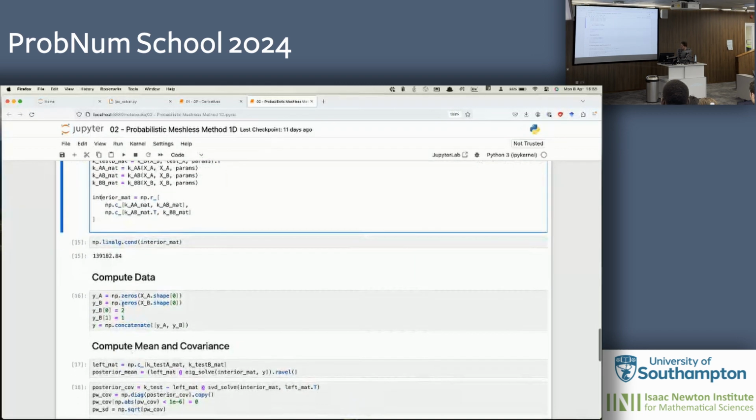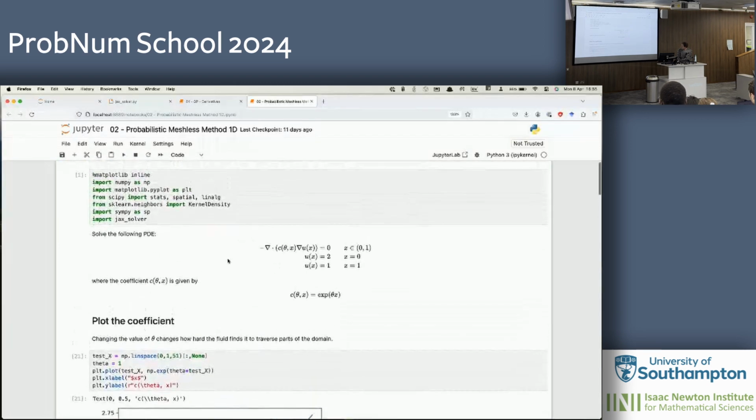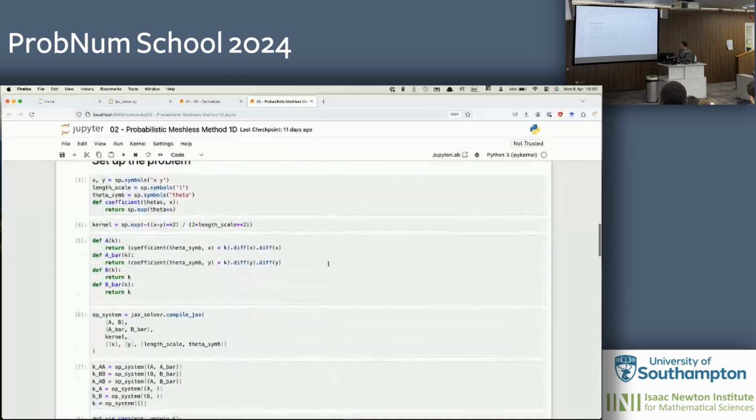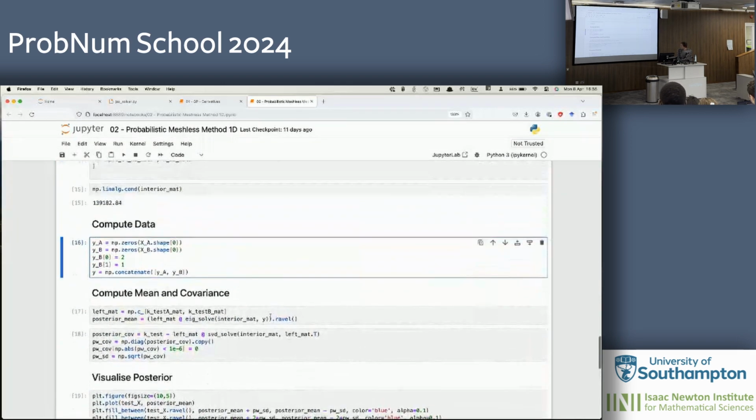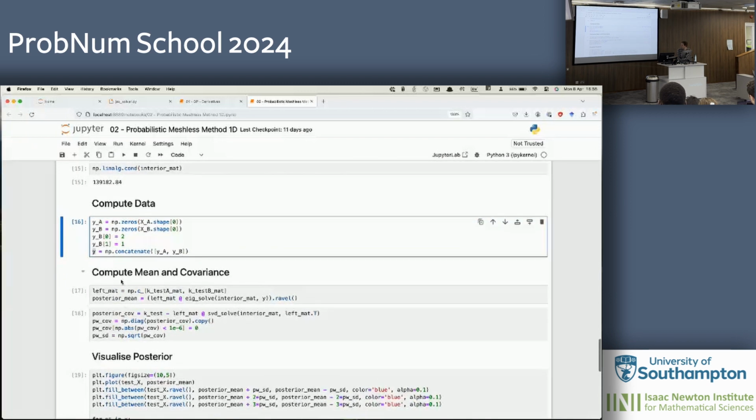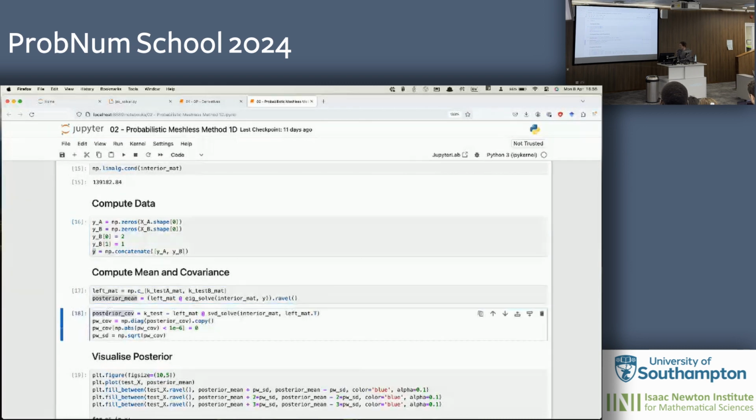So this is just constructing the data. Inside the domain, I don't think I mentioned that the forcing was equal to 0 everywhere, and we have the boundary conditions u of x is 2 at x is 0 and u of x is 1 at x is 1, which I can just form, again blockwise, into this vector y, which is the right-hand side vector that appears in the mean. And then with all of that done, all of these complicated matrices assembled, all I have to do is a bit of linear algebra, and I get my posterior mean here and my posterior covariance here.